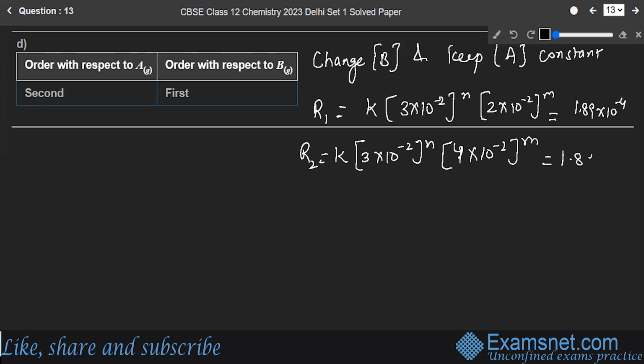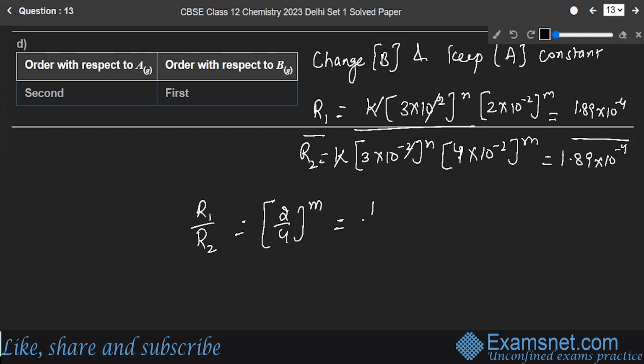This is equal to, again, the same. So let's divide them. You will have, in this case, R1 upon R2, K will cancel, this thing will cancel, and you will have 2 by 4 power m is equal to 1 upon 1. So you have 1 upon 2 is equal to, I will say here, 2 upon 2 raised to power 0. That gives you m is equal to 0.